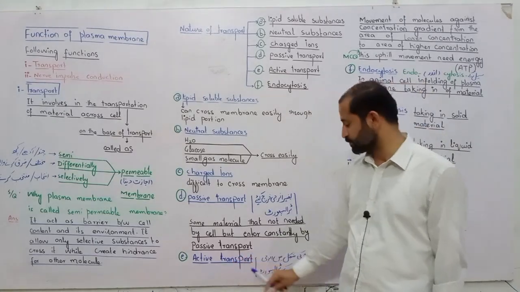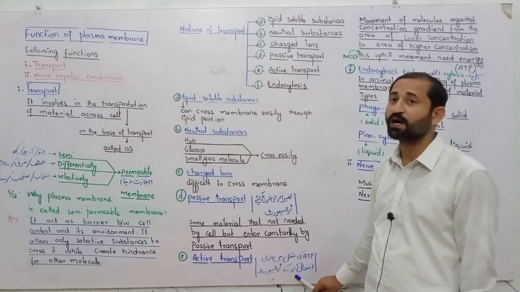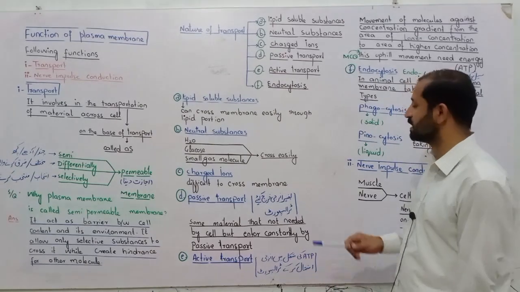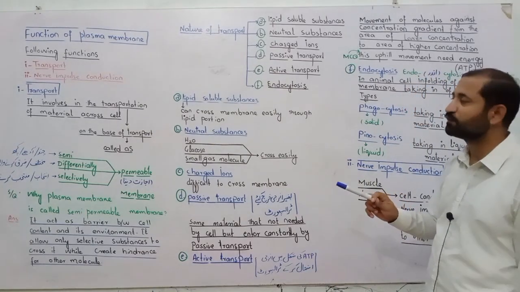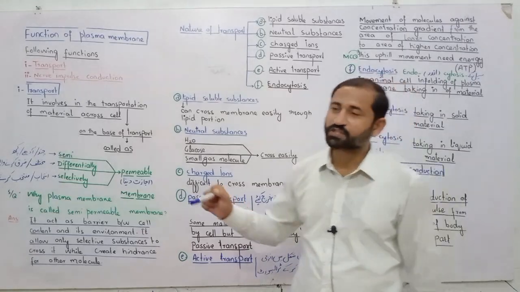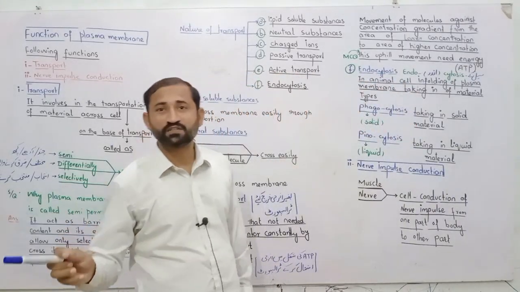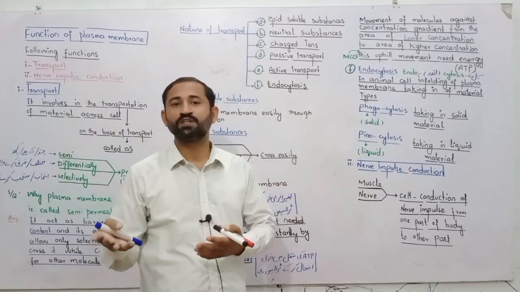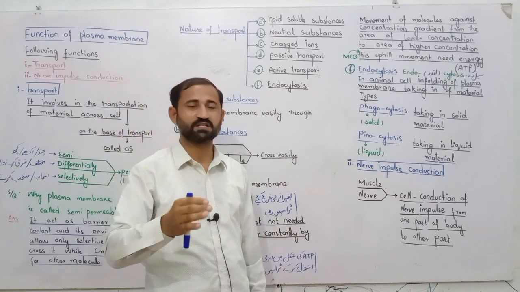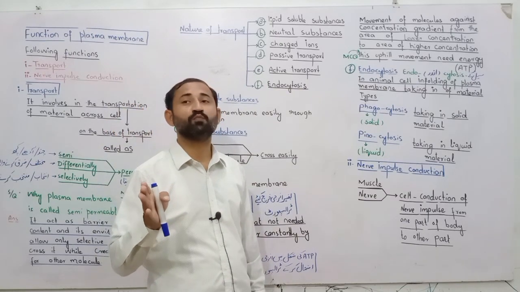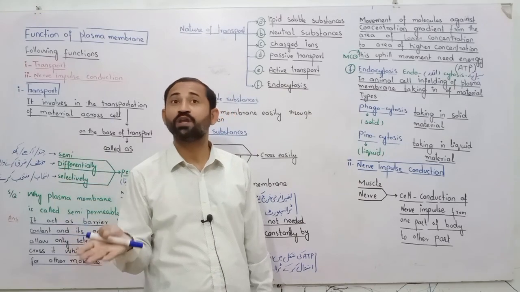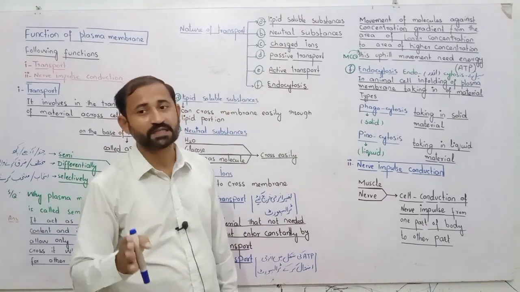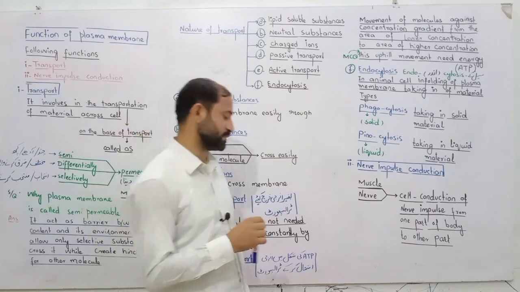Next one is active transport. Active transport means the transport that requires energy, and this energy is given in the form of ATP by the cell. So active transport is a movement of material from the area of lower concentration to the area of higher concentration, against the concentration gradient. Normally material flows from higher to lower concentration, but in active transport the material moves from lower to higher concentration, so it is against the concentration gradient. That's why it needs energy in the form of ATP.